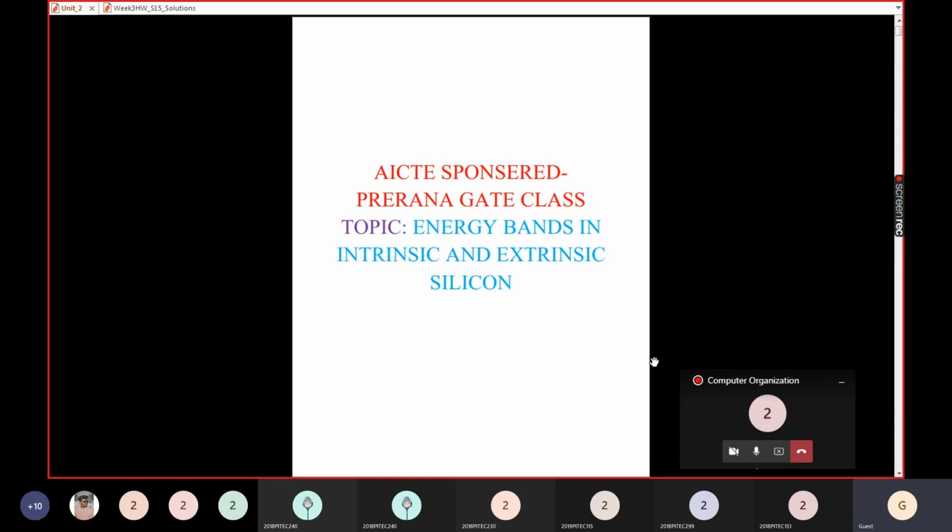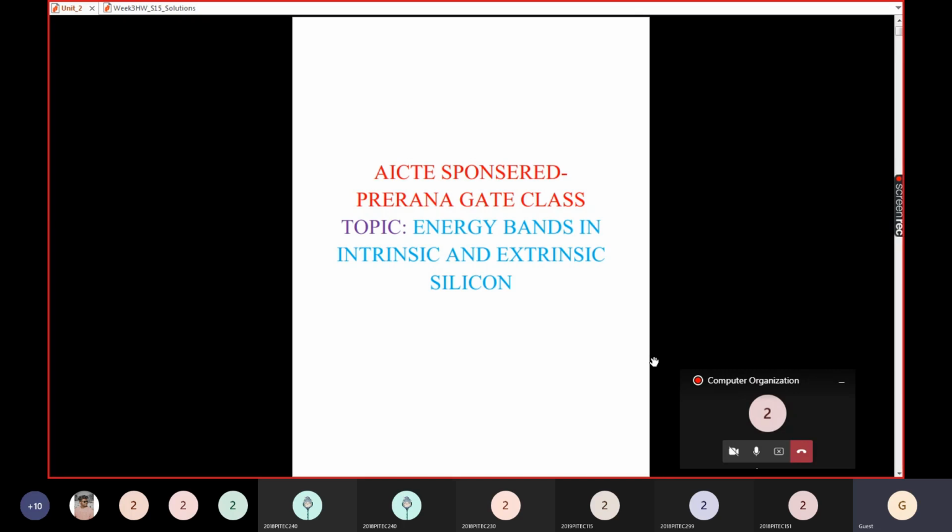Within that 0.8 electron volts, a group 4 material will be located. In most cases, this group 4 material will be used as a vital element for the semiconductor. That is the reason why energy bands and Fermi level concentration play an important role in silicon based semiconductors. So that's what we are going to see in today's class.